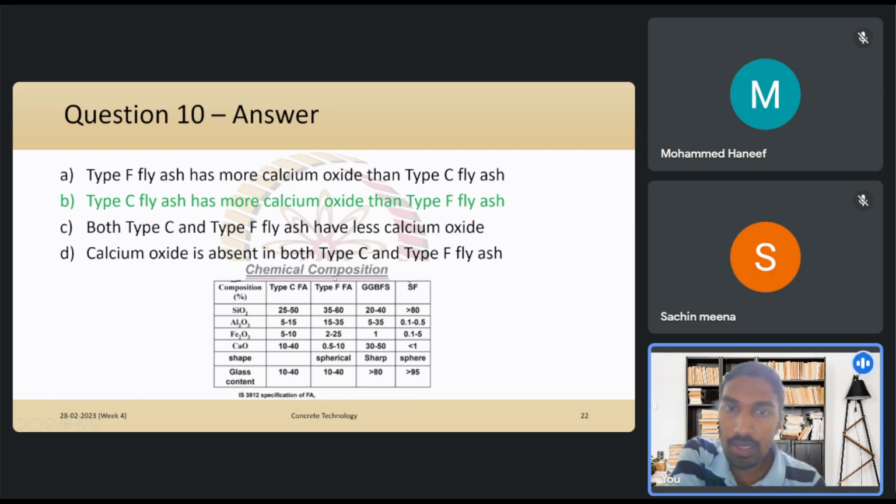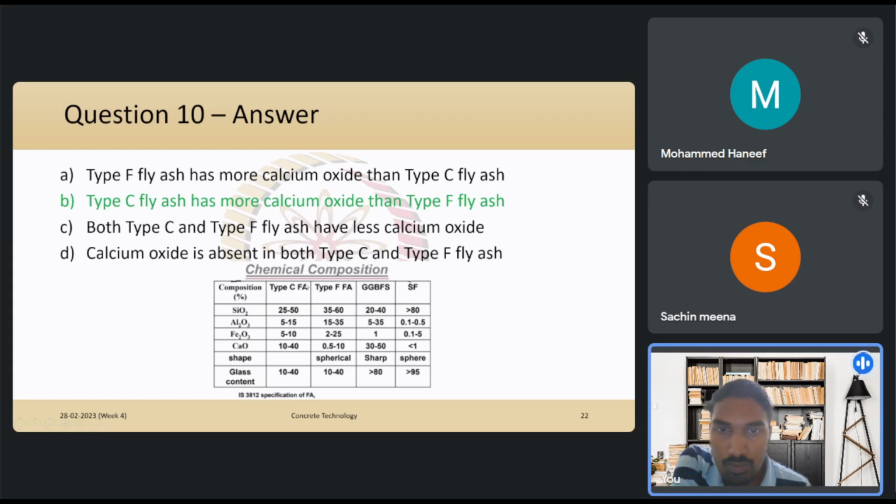Again we go back to the chemical composition, right? We already saw which has the highest SiO2. But with respect to calcium oxide, CaO, we are comparing type C fly ash with type F. Type C fly ash has about 10 to 40% of it as CaO, whereas type F has only about 0.5 to 10% of it composed of calcium oxide. So clearly type C has more calcium oxide than type F, right?